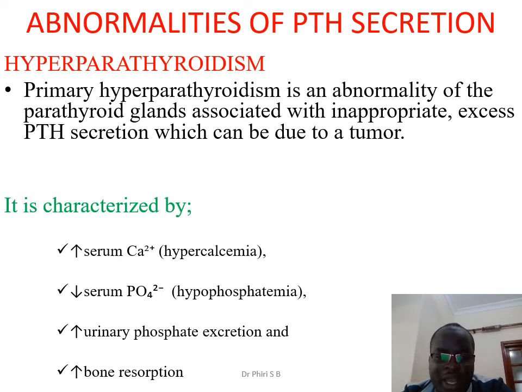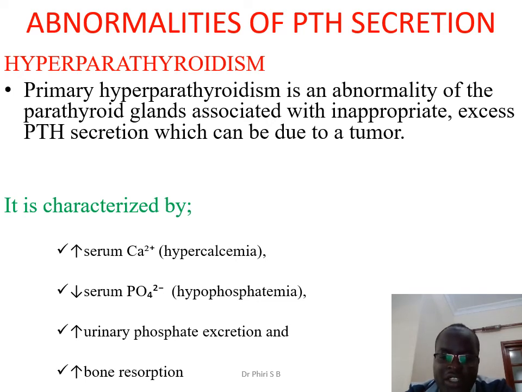It is characterized by an increase in the serum calcium levels, which is called hypercalcemia, and hypercalcemia is going to depress the nervous system. So you have depression of the nervous system that can also cause muscle weakness. There will be a decrease in serum phosphate levels, hypophosphatemia. Why? It's because parathyroid hormone is inhibiting reabsorption of phosphates in the kidneys. So the serum phosphate levels are going to decrease.